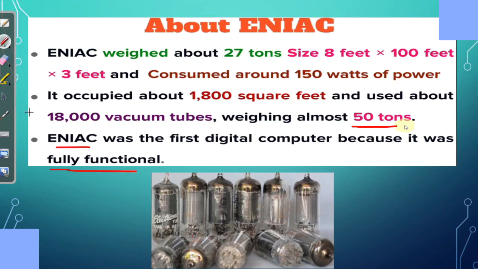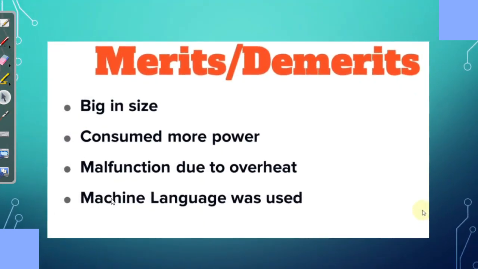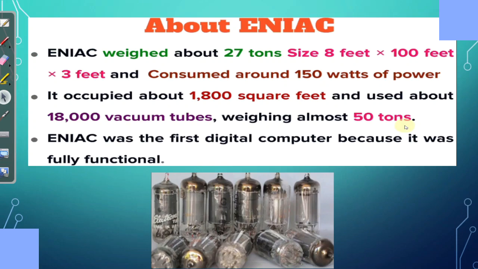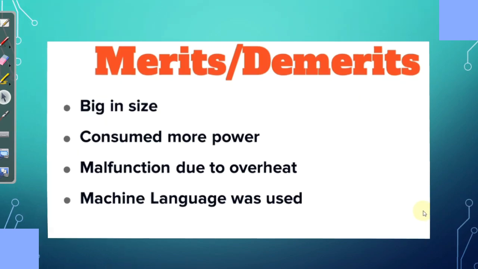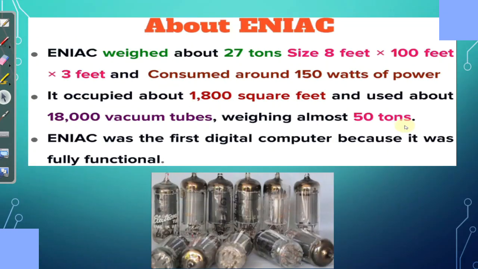Let us see how this vacuum tube looks. So this is the tube model. This is one. Similarly, you may have 18,000 vacuum tubes.